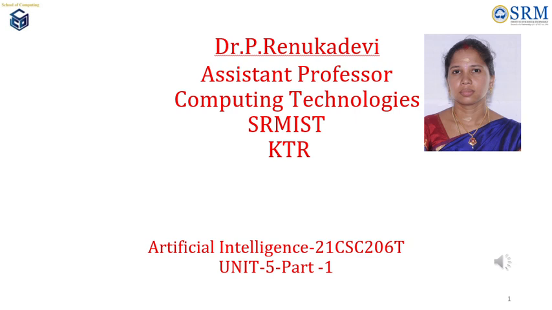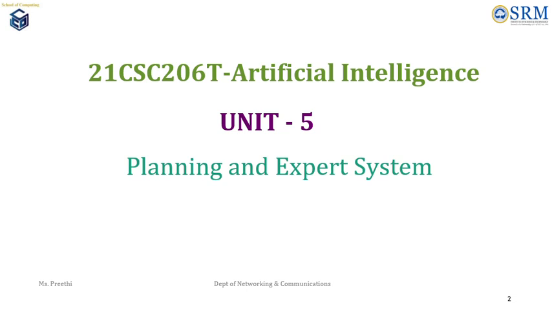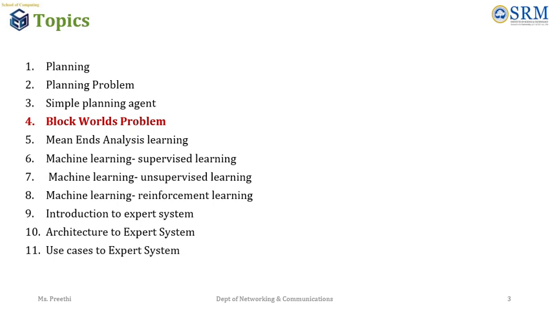So what are the topics that come under Unit 5? The first one is planning and expert systems. Planning problems, simple planning agent, block world problem, means-end analysis, learning, machine learning, supervised learning, unsupervised learning, and reinforcement learning, and introduction to expert systems, architecture of expert systems, and use case of expert systems. These are the topics that come under Unit 5.